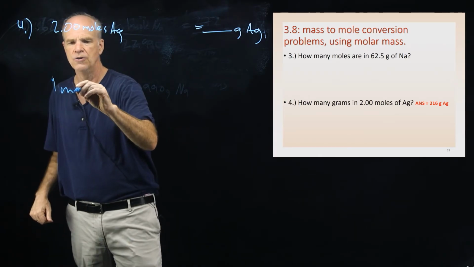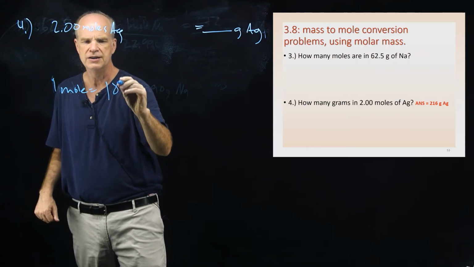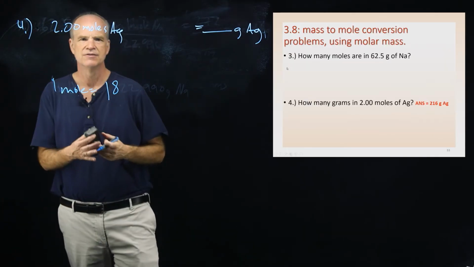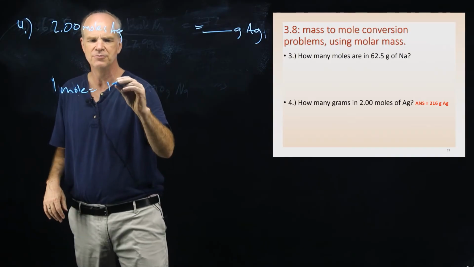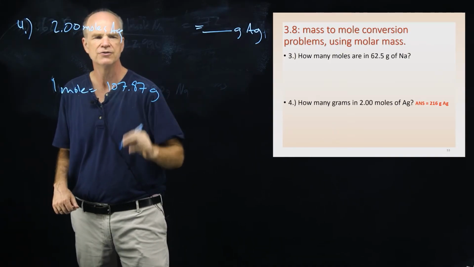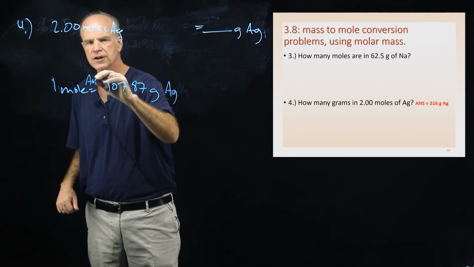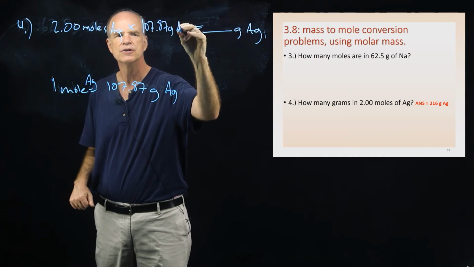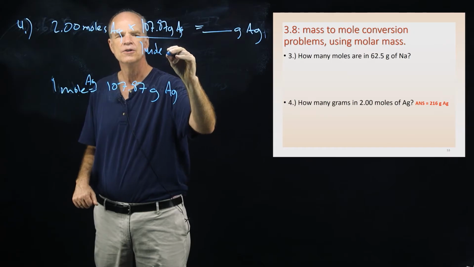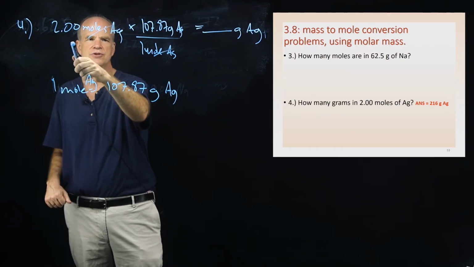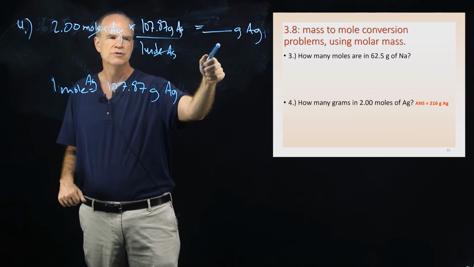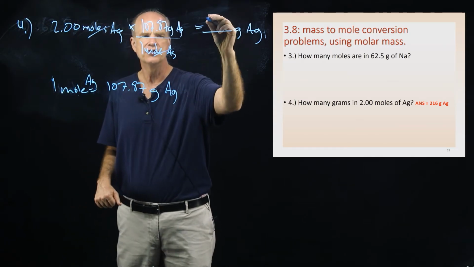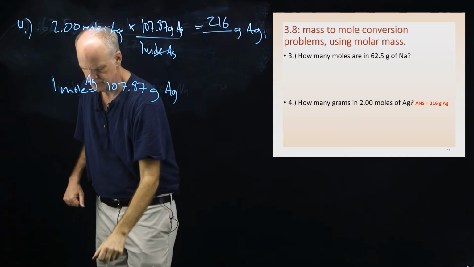So 1 mole is equal to 107.87 grams. So this is for silver. Okay, and so plugging this in is times 107.87 grams silver over 1 mole of silver. And so moles of silver should cancel out. 2 times 107.87 should give you the answer in grams. And so you should be able to round that, I guess, to 3 significant figures. And so, as shown on the screen, it should be 216 grams. Okay, let's move on.